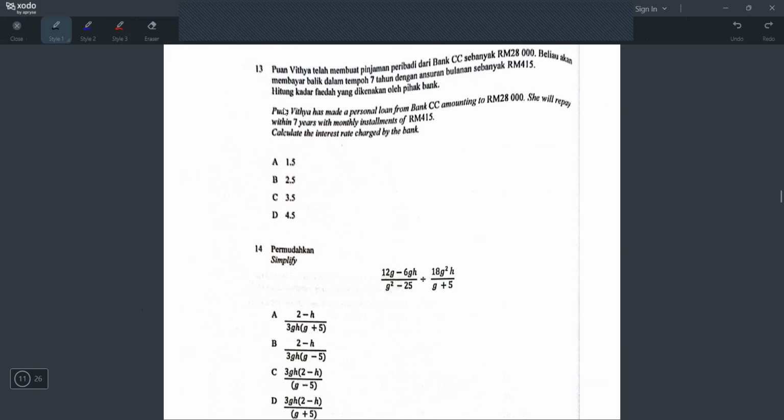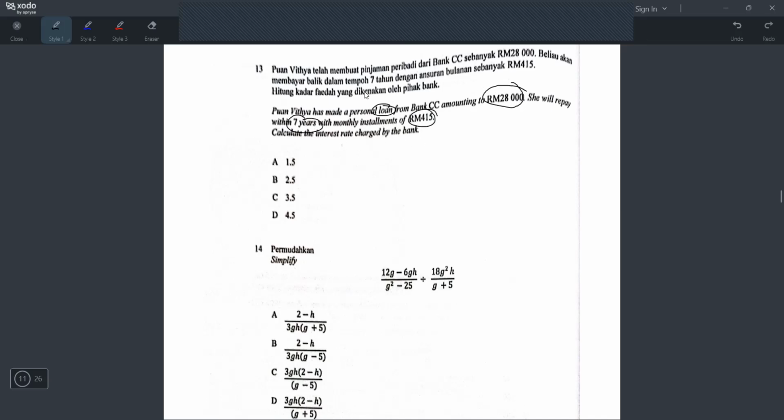Okay, number 13. Puan Widya has made a personal loan. Loan means you borrow from the bank. Means you go to the bank and you tell the bank, hey, hello, I want to borrow this amount, 28,000. So when you borrow this amount, the bank will charge you interest. So let's see, she will repay within 7 years with monthly installment 415.